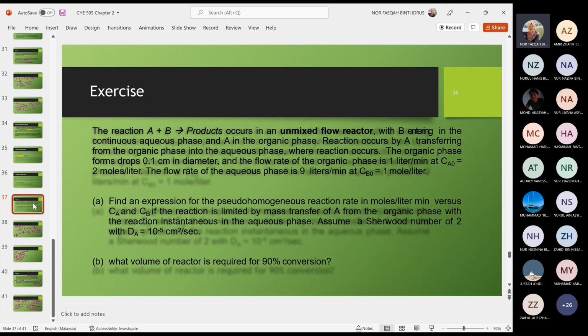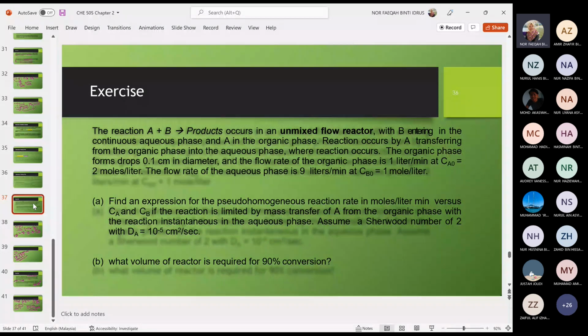Reaction control by the mass transfer of A from the organic phase. Itu the second assumption. Okay, which one is limiting? So yang ni mass transfer limiting. Mass transfer of A limiting the reaction. And then reaction only occur kalau the gas atau liquid. Reaction only occur in gas phase atau only occur in liquid phase.